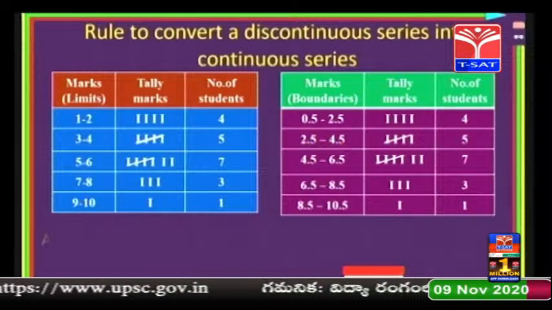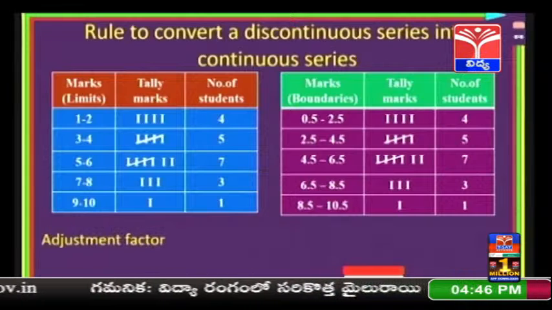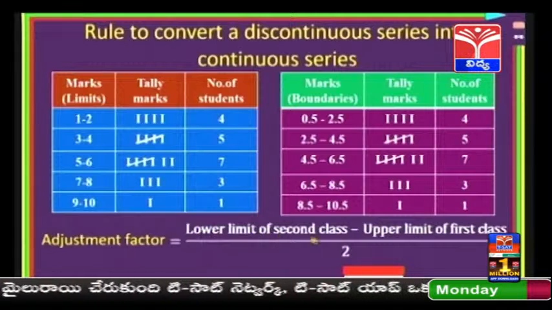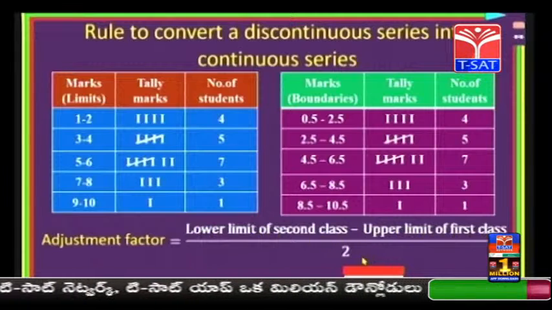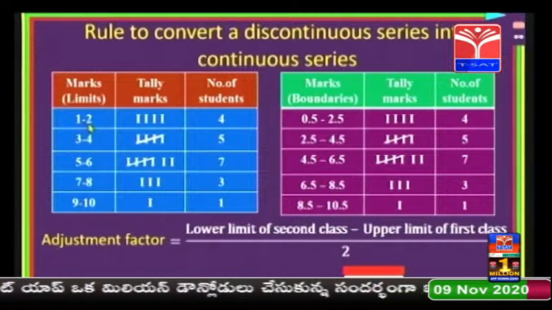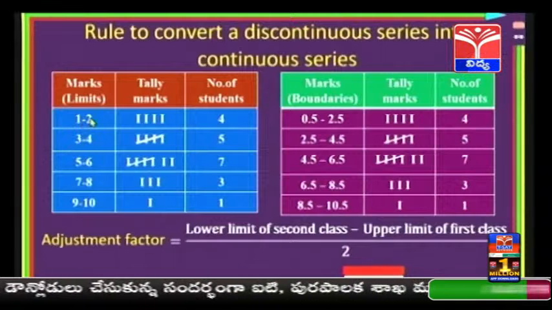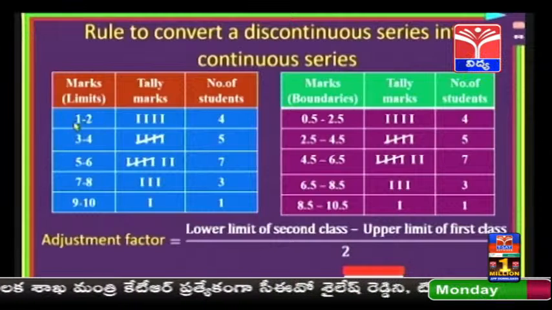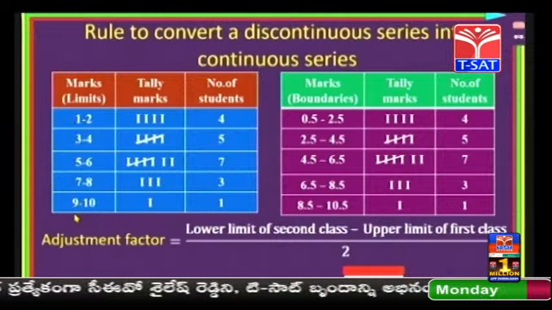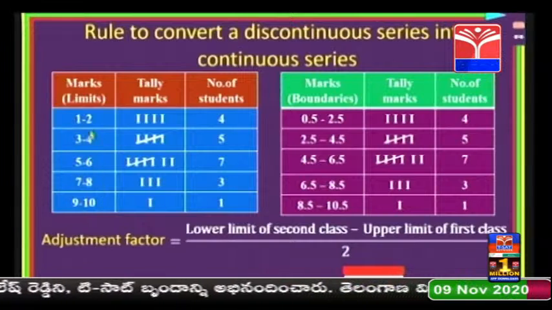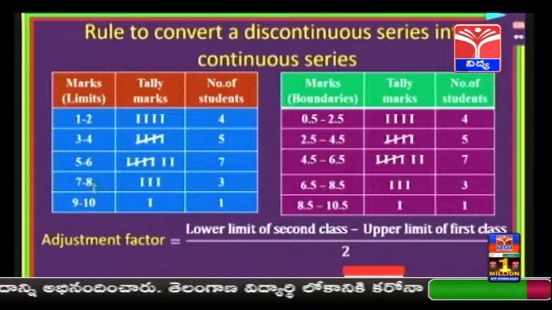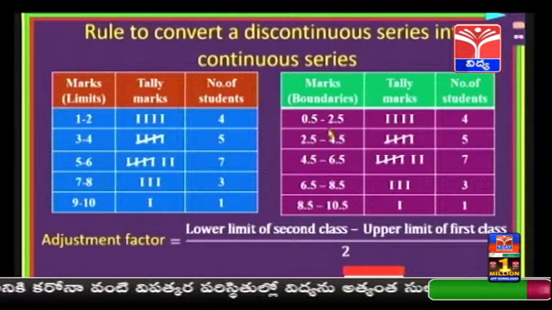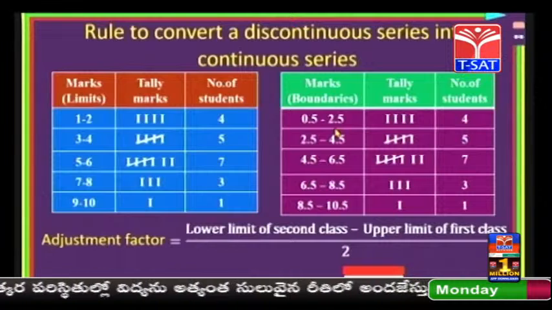Now, in another way also we can do this, by using the adjustment factor. The adjustment factor is the lower limit of the second class minus the upper limit of the first class, divided by 2. The lower limit of the second class is 3 and the upper limit of the first class is 2. 3 minus 2 is 1, and 1 by 2 is 0.5. Now, we have to subtract 0.5 from the lower limits and add the adjustment factor to the upper limits. Then automatically we will get this exclusive class series.